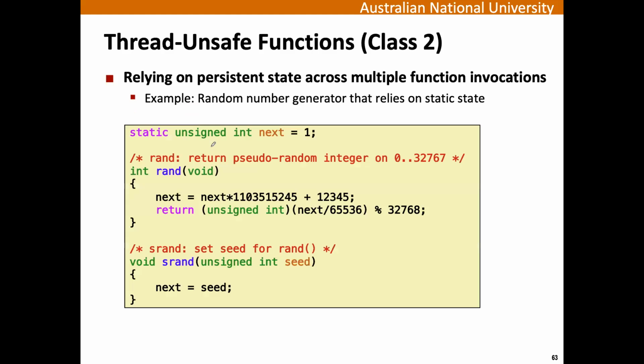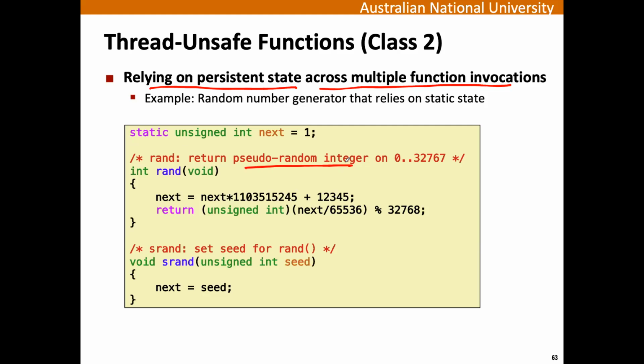Class 2, relying on persistent state across multiple function invocations. Here's an example of a pseudo random number generator. It's pseudo because each time you give it the same seed, it generates the same sequence of random numbers. When you give it a different seed, it generates a different sequence of random numbers. For debugging and all that, it makes it easy if you have this property of pseudo randomness, where if the seed does not change, you get the same sequence of random numbers.